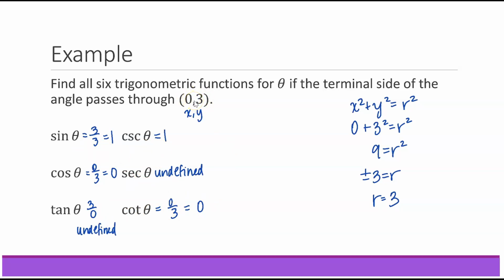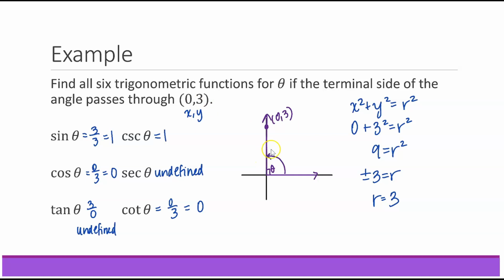But let's do a quick sketch of what's happening here. I have an angle theta in standard position. It starts on the positive x-axis, and the terminal side passes through the point (0, 3). That's up here, on the y-axis. It's a quadrantal angle, and in fact, it's a very specific angle. It's 90 degrees. So this is the terminal side of my angle.